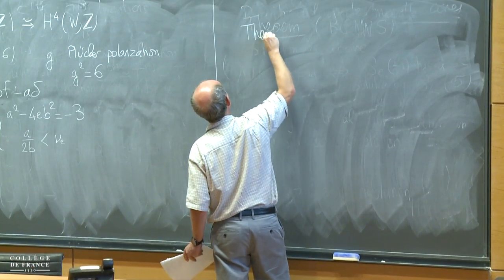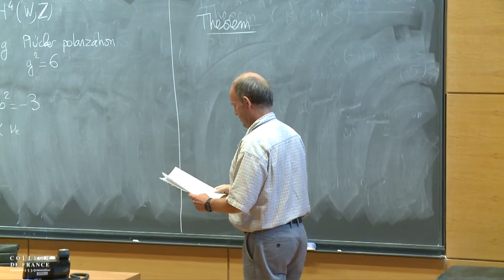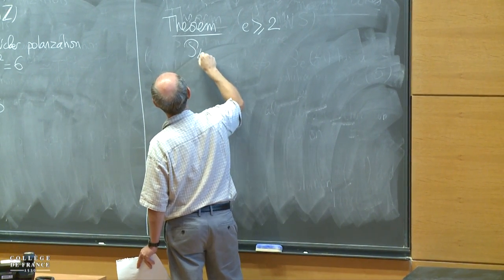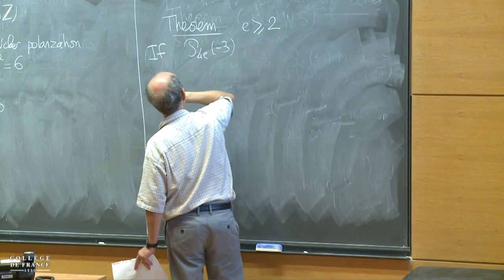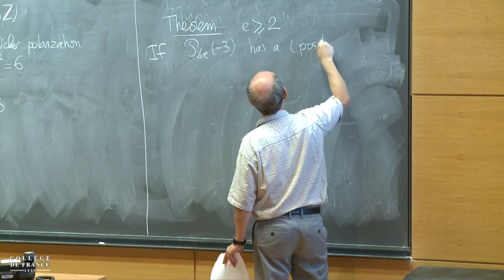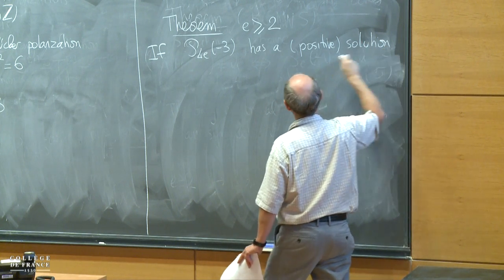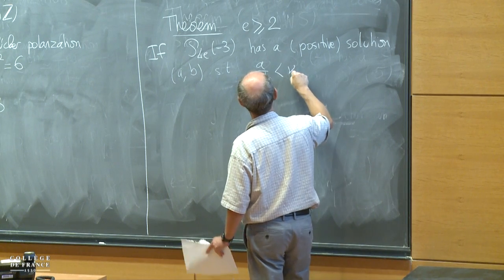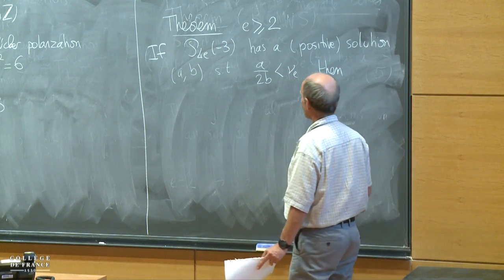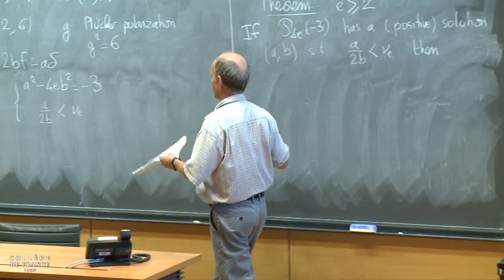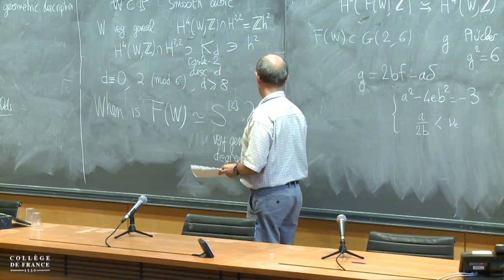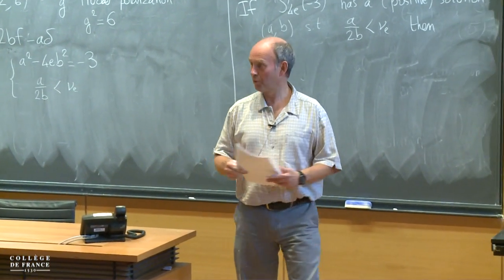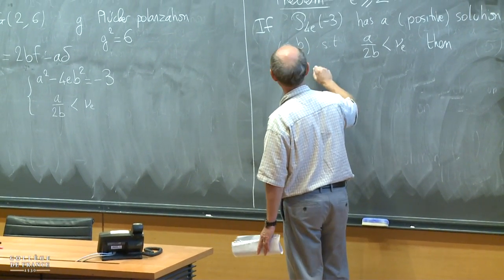So theorem. Let's choose E at least 2. And assume that this equation, which is P4E of minus 3, has a positive solution, A, B, such that A over 2B is smaller than nu E. Then the answer is yes, meaning that if you take a very general K3 surface of degree 2E, then it will be isomorphic to the scheme of lines contained in a very general cubic fourfold of discriminant 2E. Okay? So let me just write it like this.